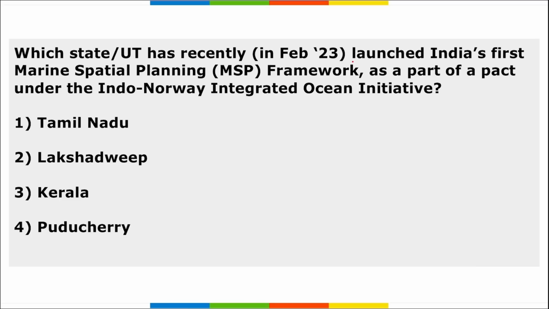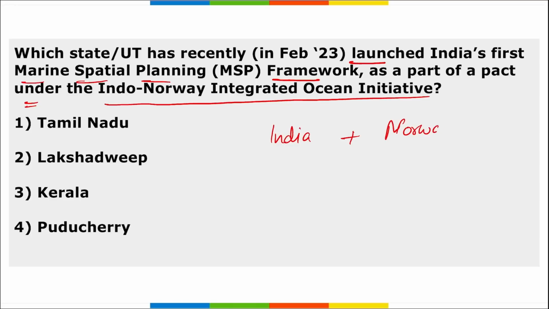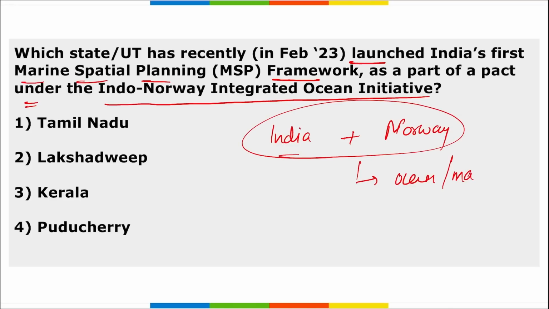Next, which state union territory has launched India's first marine special planning framework as a part of pact under the Indo-Norway Integrated Ocean Initiative? First of all, remember, it is India and Norway. They are working together on the marine ocean initiative or marine sector, that is to do advancement in that particular area. So the question asked here is that with which state India launched the first marine special planning framework as a part of Indo-Norway Integrated Ocean Initiative? With whom it will be? It is your Puducherry.